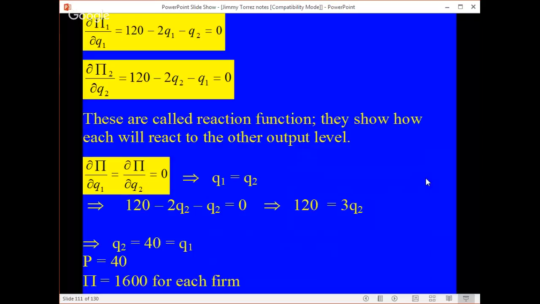In this case, Q1 is equal to Q2, so I can just plug that in. I plug in for Q1, so I get 120 minus 3Q2, set that equal to 0. That gives me 120 is equal to 3Q2, or Q2 is equal to 40. I do the same thing for Q1, plugging into the reaction function: 1/2 of 40 is 20, so Q1 would be 40. So Q1 is equal to Q2 is equal to 40. I plug that back into my inverse demand function for the whole market, and I get a price of 40.